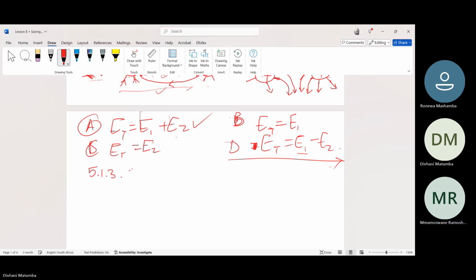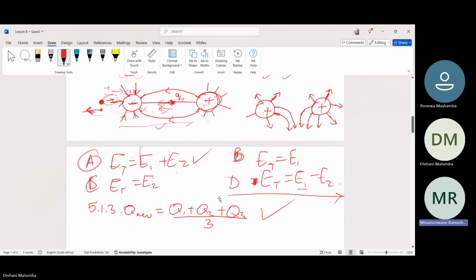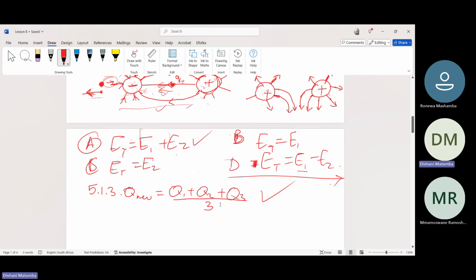So will we not say Q new is equal to Q1 plus Q2 divided by 2, plus Q3? No. I knew this was going to be a trick. Oh, there are three charges. Do you know why we added the three of them?